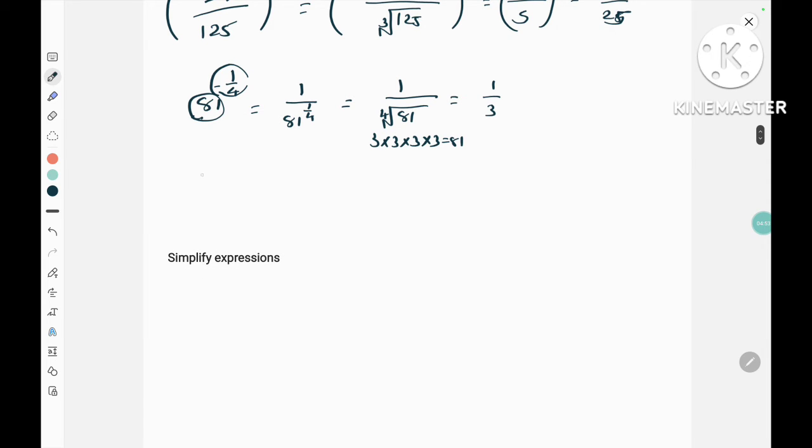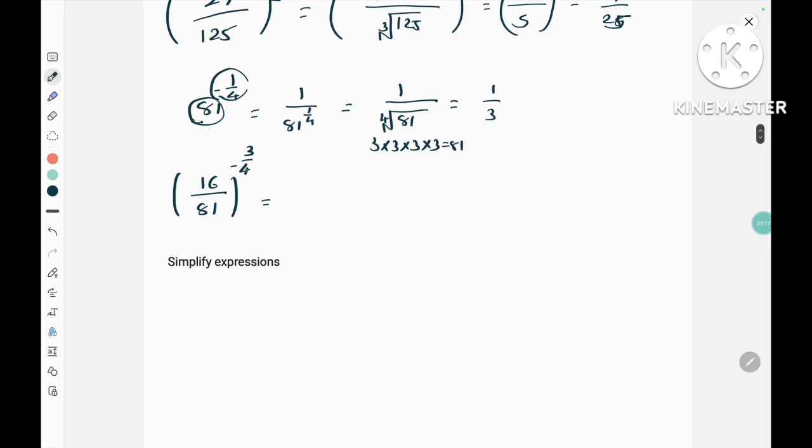Okay, let's see one more example. 16 over 81, bracket close, to the power of minus 3/4. As I told you, if we have a negative power, we first try to make it positive. To make it positive, we flip the fraction. The denominator becomes the numerator, the numerator becomes the denominator. Then automatically the power becomes positive, and the negative sign is removed.